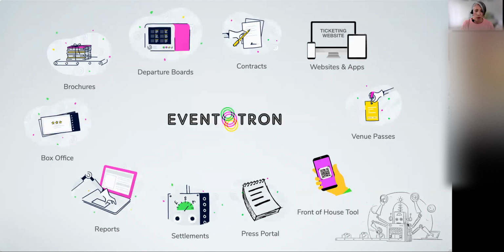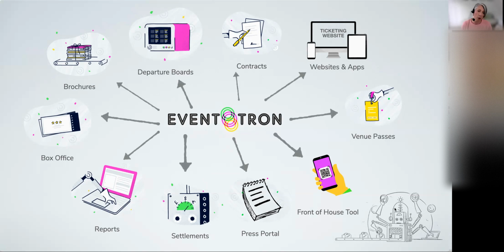And the way Eventotron works is essentially we give you the tools to collect all the information that you need from events that are performing with you and venues that you're working with. And we can then push all that information out into all the different aspects of your administration and your marketing mix. So we can populate brochure templates for you. We can do things like daily diaries and indexing from the information that you've collected in Eventotron. In the same way, we can create departure boards, contracts, which we're going to look at today.